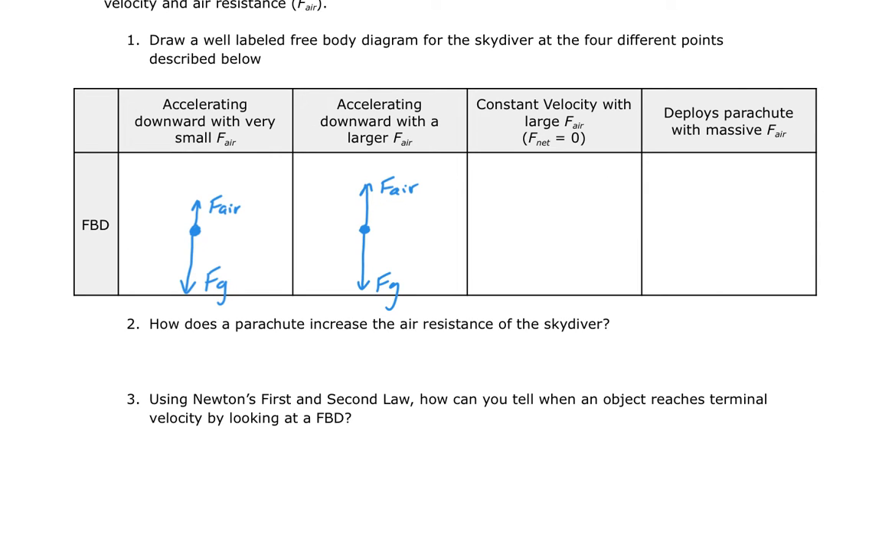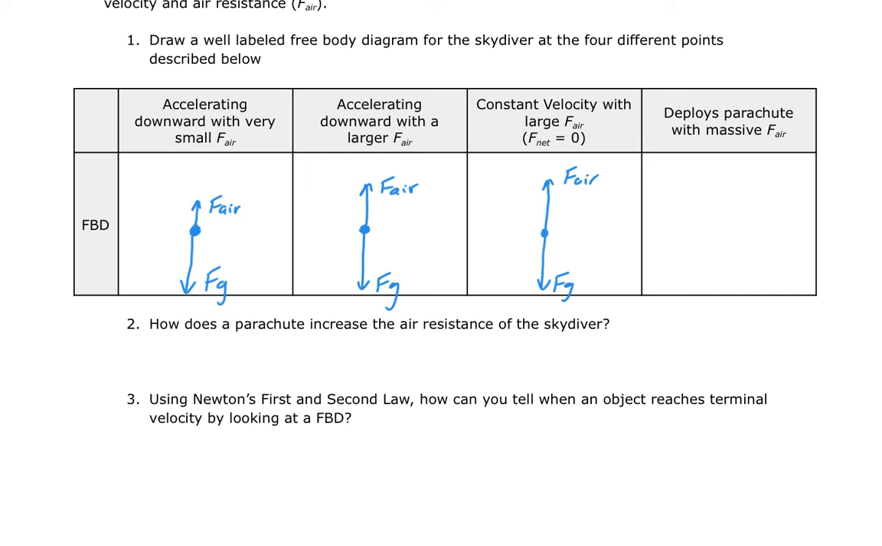And then in this third box, we finally have a situation where the force of air resistance is so large that it equals the force of gravity. So again, we've still got the force of gravity going down, which has not changed. And now we've got an air resistance force going up, and it is exactly the same size as the force of gravity. We call this terminal velocity. The reason it's terminal is because it's the last velocity that the object can have unless something changes.